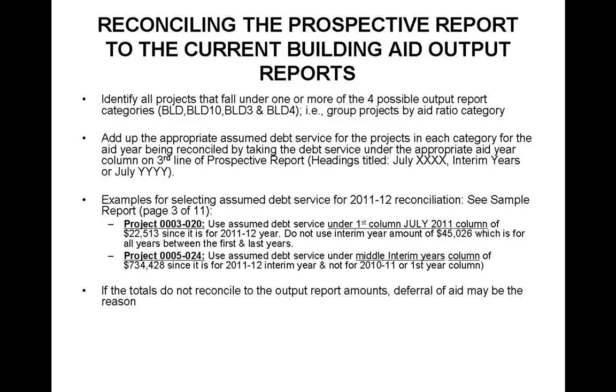Now, if we look at project 524, 2 projects down, here we are going to use the middle interim year column of $734,428, because again we're reconciling the 2011-12 aid year, and the first column showing is July 2010. So we would want to make sure that we selected from the interim year to get the 11-12 debt service amount. Now, if you go through and you categorize all your projects under all the categories, and those totals are not reconciling to the output report amounts, then deferral of aid may be the reason.